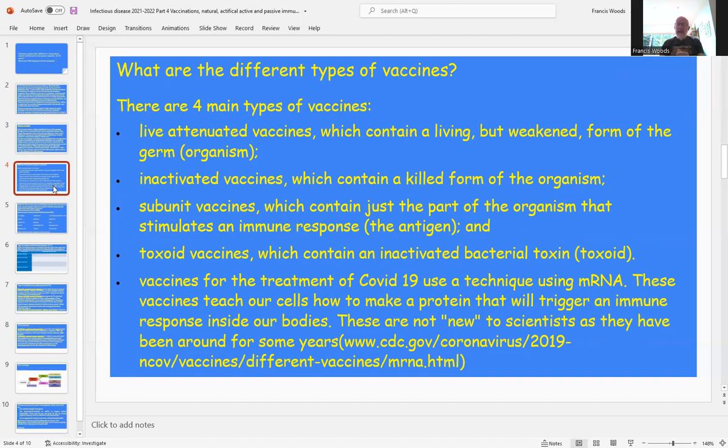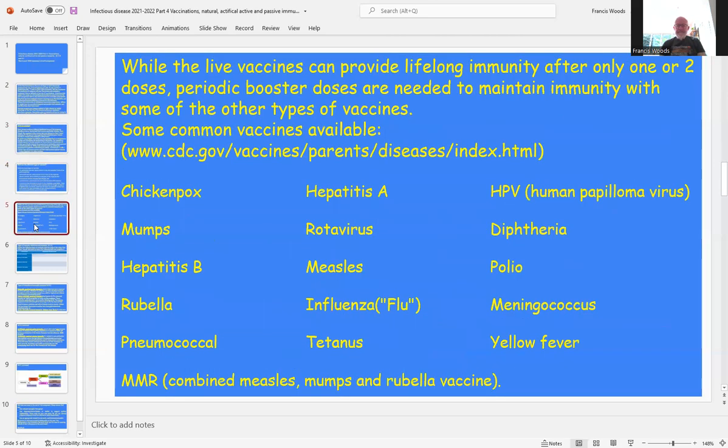Now, I've got here an actual link at the bottom of the page, the CDC, that's the Centers for Disease Control in America, highly renowned. So it's a great reference to use. Click on it and have a look at the MMR vaccines and the different vaccines, which is where I got the information above from.